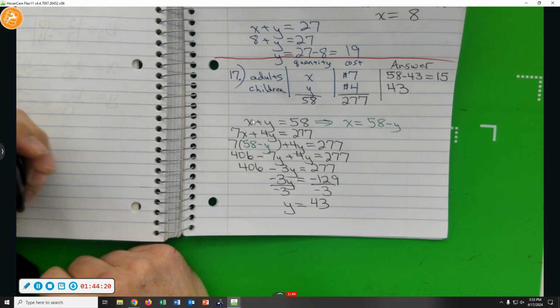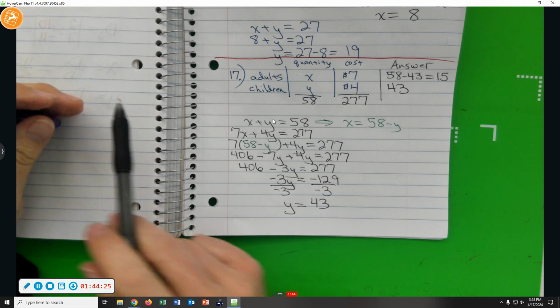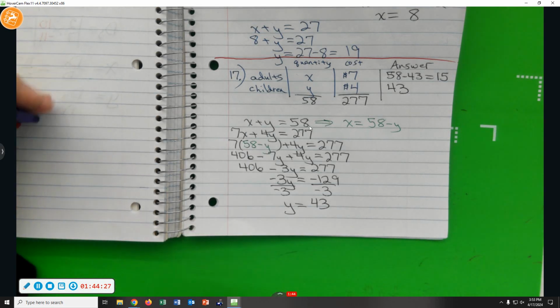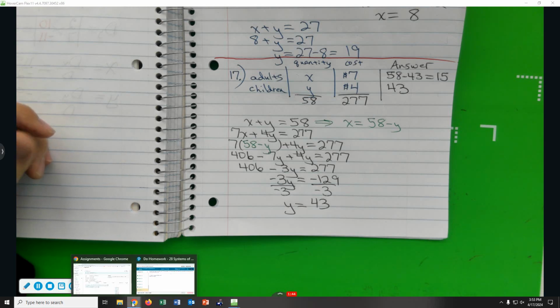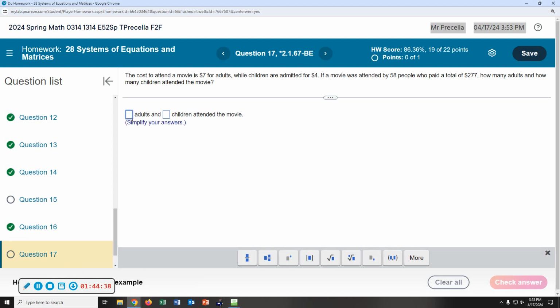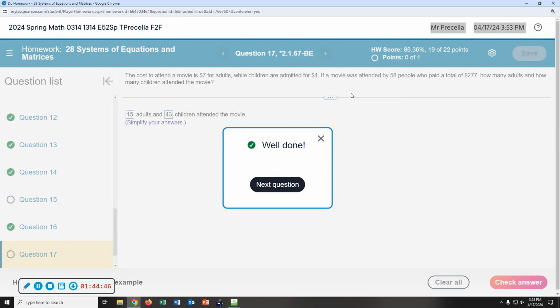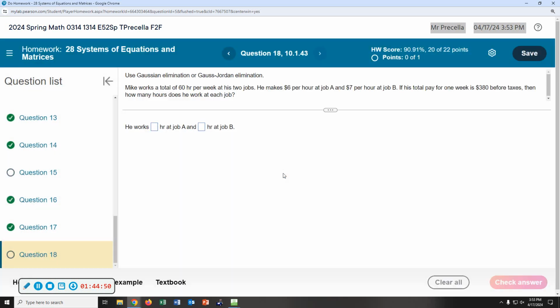But you could have multiplied up here by either -7 or -4. If you'd multiplied the top one by -4, that would have gotten you the same answer. Let me punch this in and make sure we didn't mess up. 15 adult and 43 children. In the future, we're going to go back to elimination on the next one.